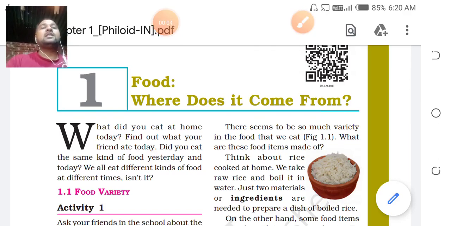Today we are going to discuss this chapter, food, where does it come from? Just stay tuned with me, we will understand this chapter deeply, okay, and everything will be clear to you, and whatever topics are coming or may come in your exam, I will tell you each and everything, okay. So let's just begin.